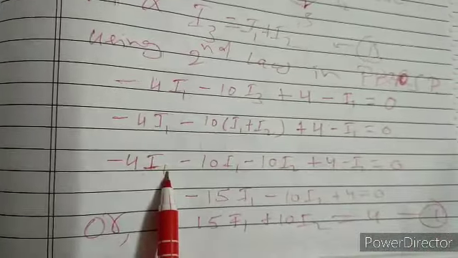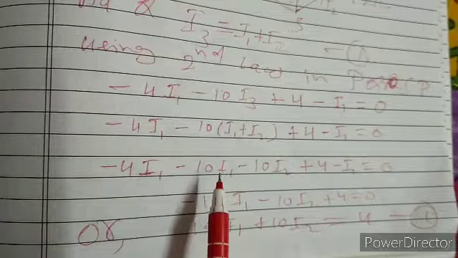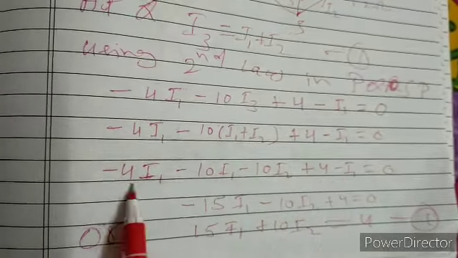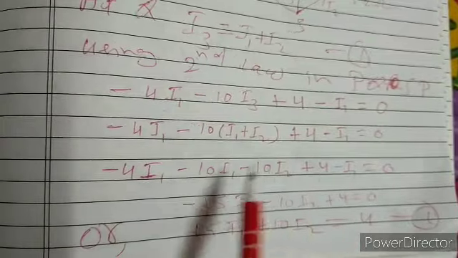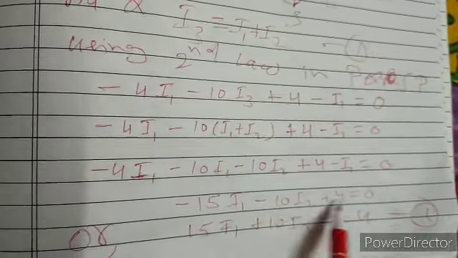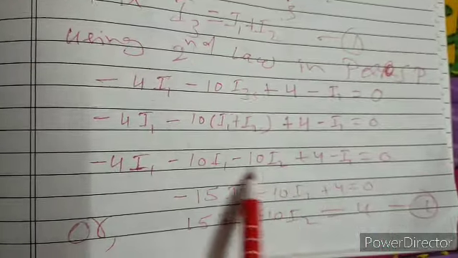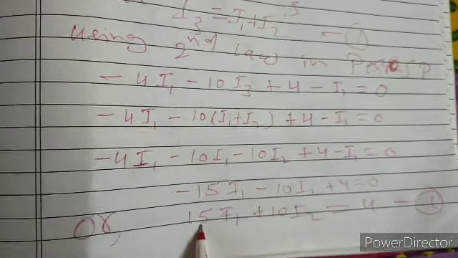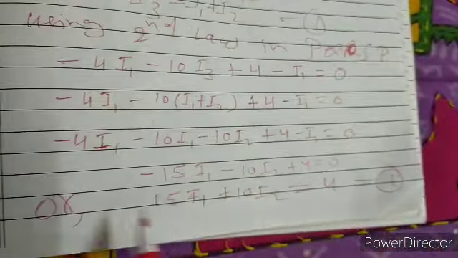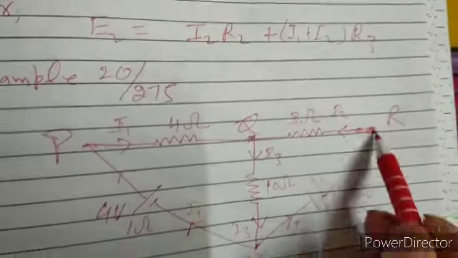Now simplifying: minus 4, minus 10, minus 1, that is 5, 10, 15, so minus 15 I1, minus 10 I2, plus 4 is equal to 0. Transfer these to the other side: 15 I1 plus 10 I2 is equal to 4. This is equation 1. Now select this loop QRS.